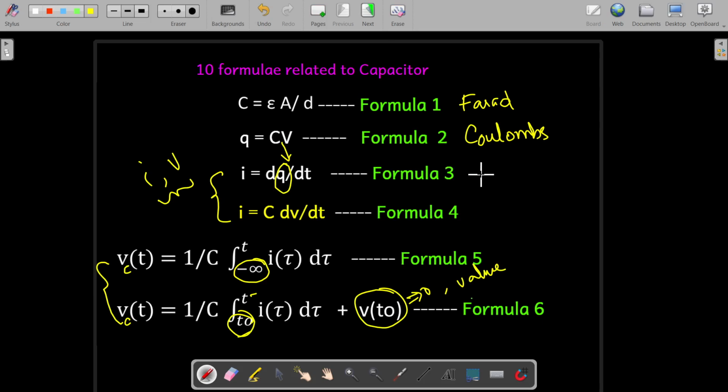For the current, the unit is amperes, and for the voltage, the unit is volts. So we have seen 6 formulas.